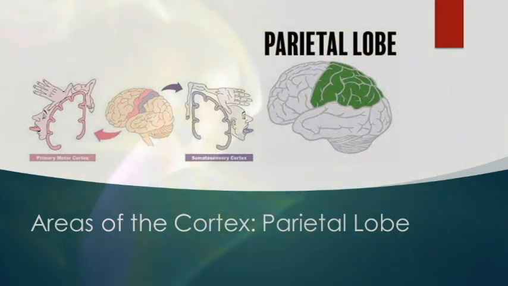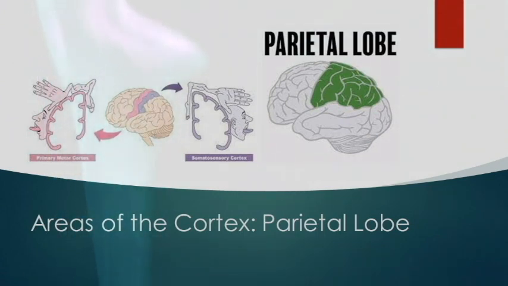So the parietal lobe is located near the top and back of the brain, often referred to as the brain's association cortex, because it integrates sensory information from various sources to create a coherent perception of the world around us. So there are some various functions of the parietal lobe. There is, of course, the somatosensory processing.